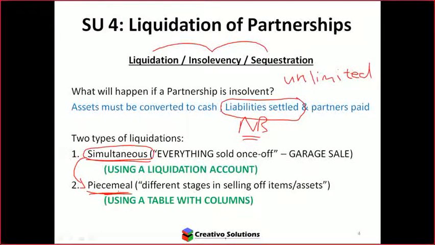So what do I need to do those liquidations? Well, here's the answer. With a simultaneous liquidation, just think about the word simultaneous. It means to do everything at once. You're doing different things at the same time. So when doing a simultaneous liquidation, everything is sold off and everything is going to be liquidated. So if I'm liquidating everything, this is the account that I'm going to need to look at, the liquidation account.